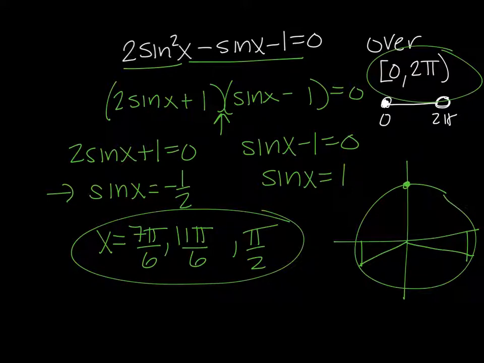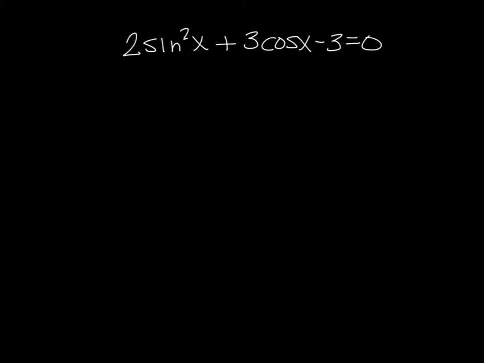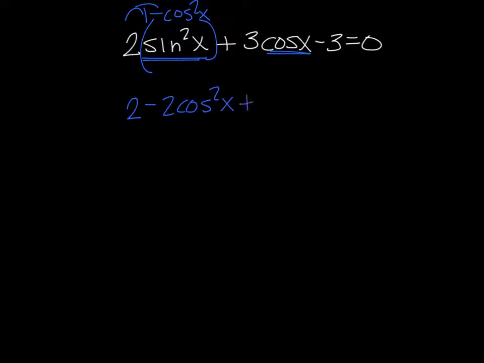I have one more. It's similar to the last one, but what you'll notice is sine squared, and then it's a cosine. So I feel like it's going to be a box it out problem, but they're not the same. So what we're going to do is replace the sine squared using the identity 1 minus cosine squared. And then there's a 2 in front, so that 2 needs to be multiplied through. So we get 2 times 1 is 2, and 2 times cosine squared is 2 cosine squared, plus 3 cosine x minus 3 equals 0.